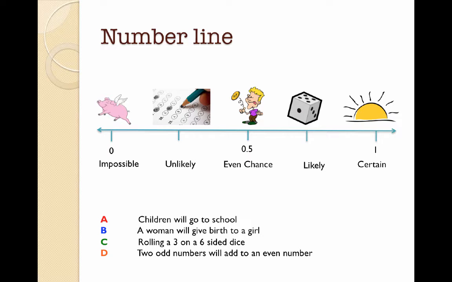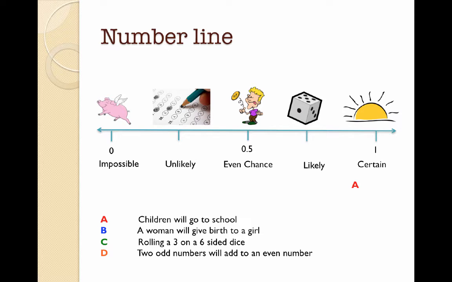So for example, A, children will go to school. Now, children going to school is a very likely event. It's by law, so we should be going to school. But it is not certain because some kids stay at home because they might be sick or they might be going on holidays or for other reasons. So it is likely that children will go to school. In fact, if I want to be more precise, I could move that A closer towards the certain end.